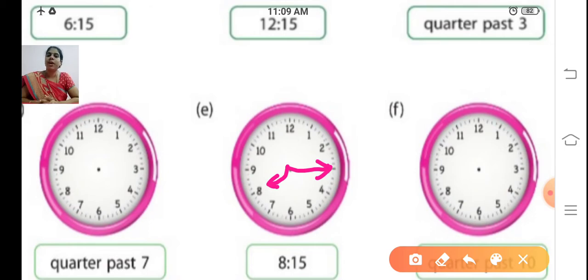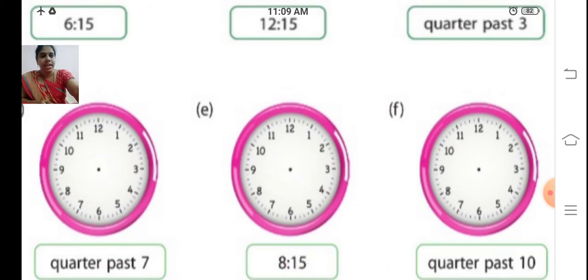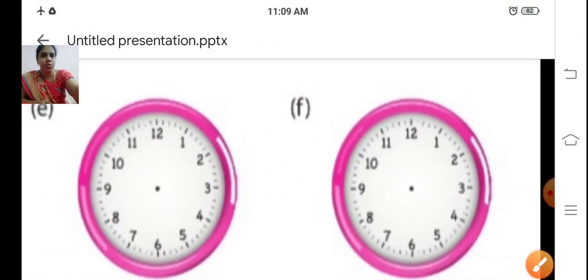How will you draw? See here it is 15. So where will you draw the minute hand? Exactly at the number 3, marking 3, because 3 5s are 15. So 15 minutes. Next we'll do one more sum, the last one.